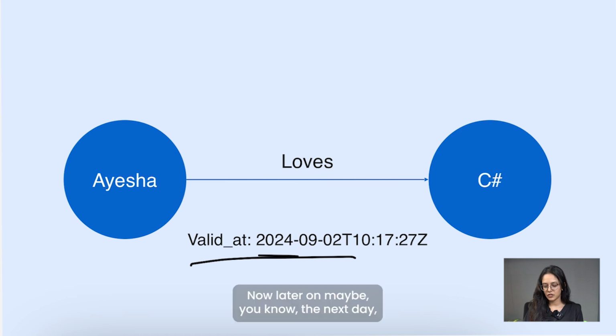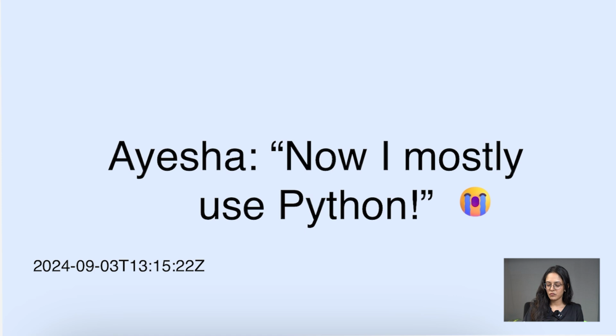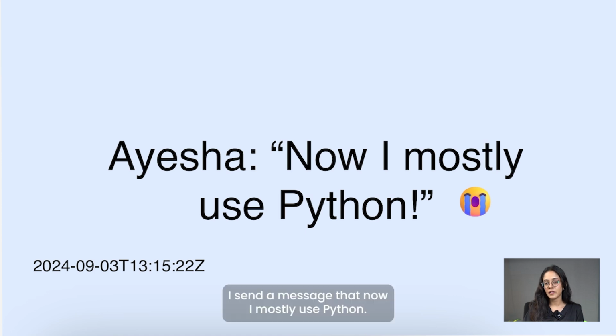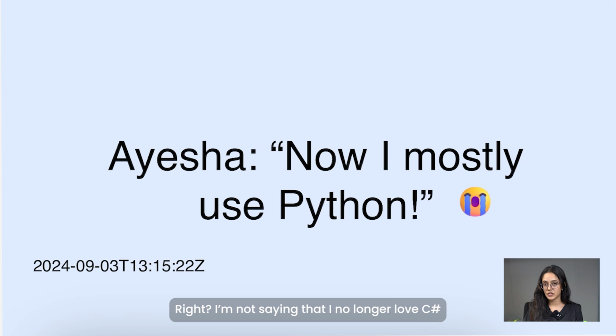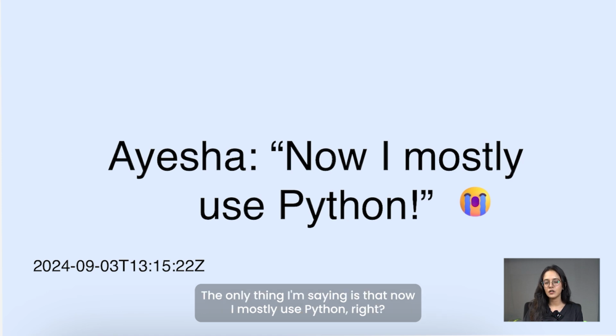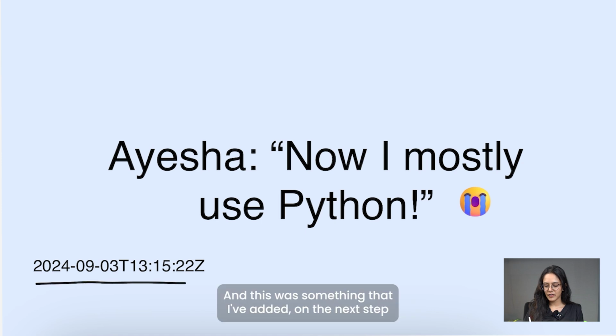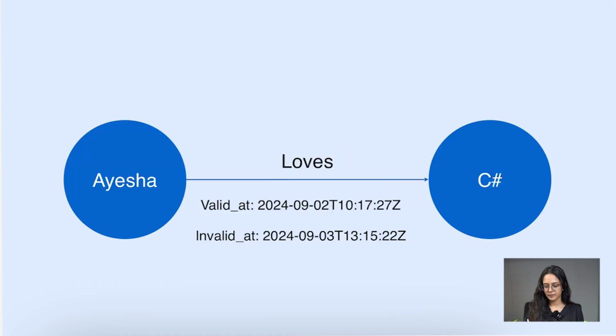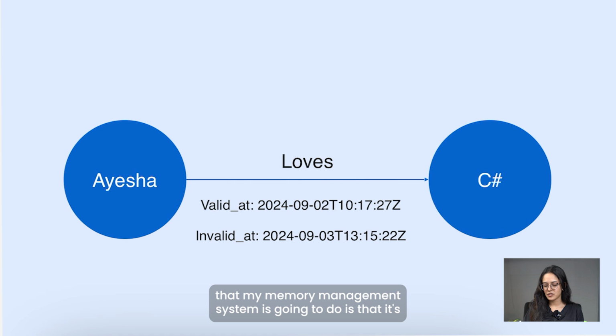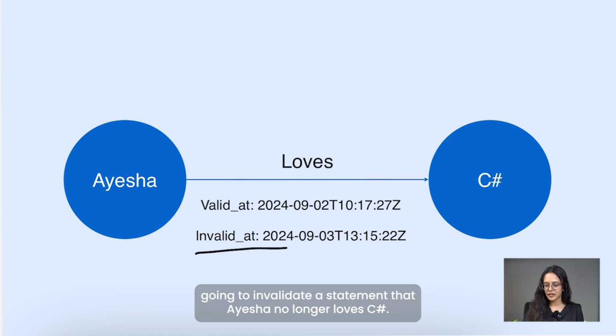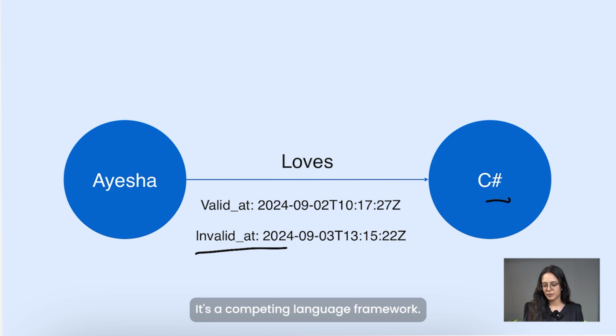Now later on, maybe the next day, I send a message that now I mostly use Python. I'm not saying that I no longer love C#. The only thing I'm saying is that now I mostly use Python, and I added this on the next day. One of the things my memory management system is going to do is invalidate the statement that Ayesha loves C#, or it basically becomes an invalid memory, because Python is a competing language framework.